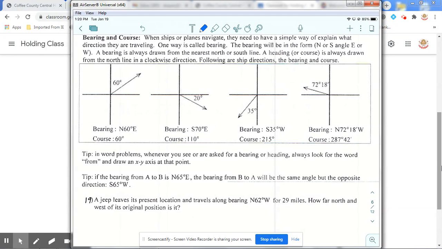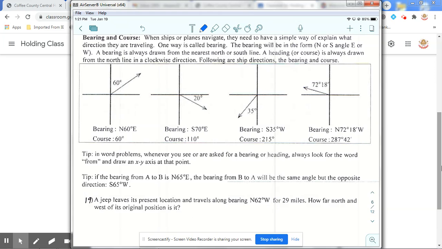All right, we're going to finish up the Unit 3 packet notes today. This lesson is on bearings and courses. When ships or planes navigate, they need a simple way to explain the direction they're traveling. It's not like you can turn on the street. They have to use angles to be able to navigate.